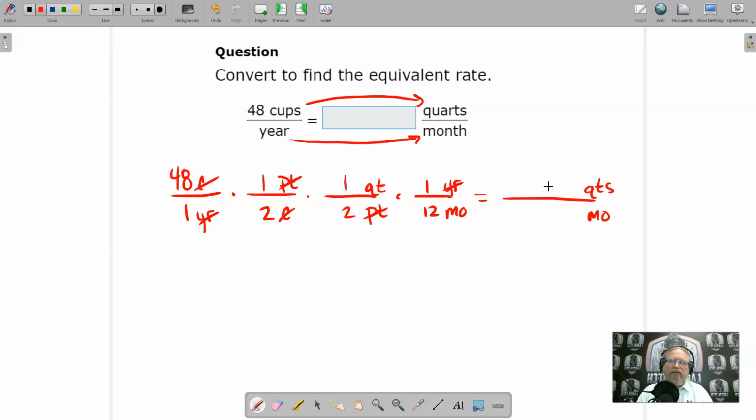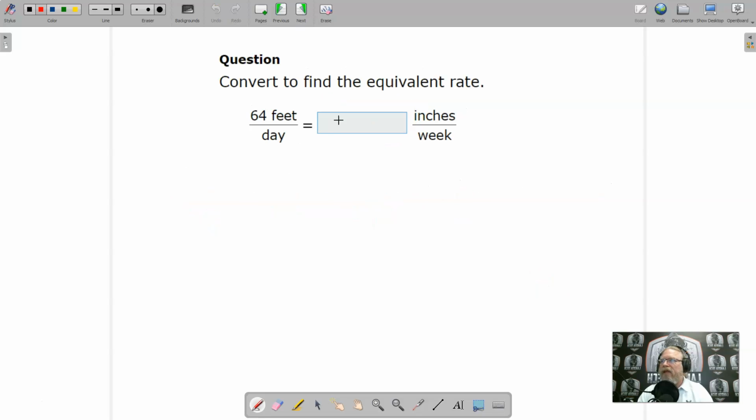48 times 1 times 1 times 1 is 48. And 1 times 2 times 2 times 12. 2 times 2 is 4 times 12 is 48, correct? Make sure I got all that correct. 48, all once, yep. 2 times 2 is 4. 4 times 12 is 48. Indeed, divide them both by 48. I would get 1 over 1. 1 what? 1 quart every month. So the answer is indeed just 1 quart per month.